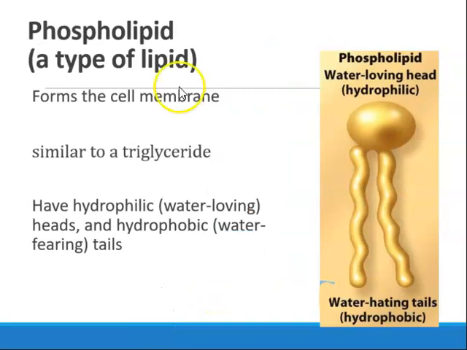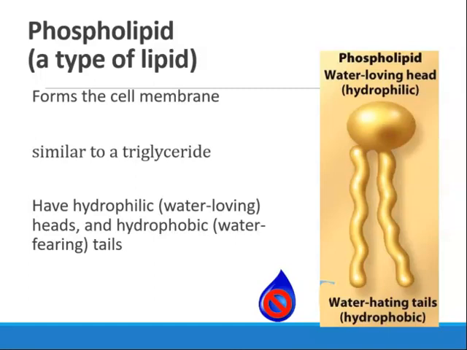Phospholipid is also a type of lipid. Phospholipids are important because they form the cell membrane. When we talk about cells, we'll talk about that phospholipid bilayer that makes up the cell membrane of the cell. Phospholipids are similar to triglycerides. They have that hydrophilic or water-loving head and the hydrophobic or water-fearing tails. So here we can see the structure of a phospholipid, which is a hydrophilic head and hydrophobic tails. Again, does not dissolve in water.